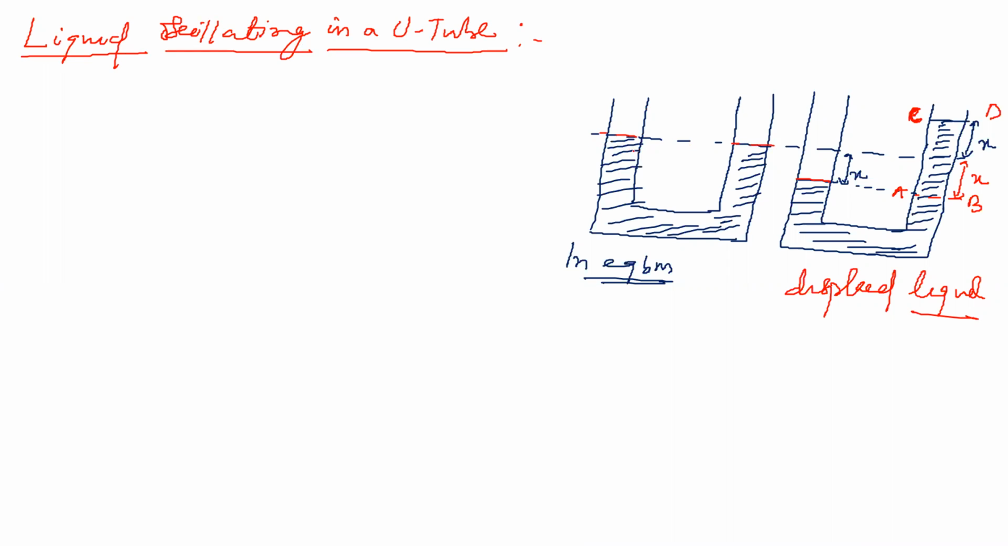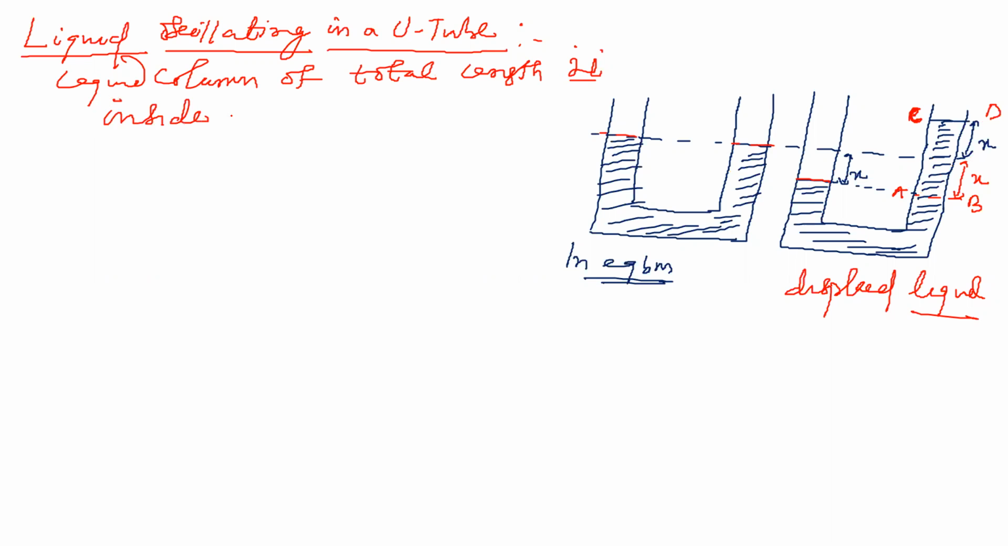If some force is given, then what will happen? The liquid level will have a to-and-fro motion. So if the liquid comes down by x on this side, then the liquid on the other side will go up by x from this level. Consider a liquid column of total length 2L inside a U-tube. Okay.